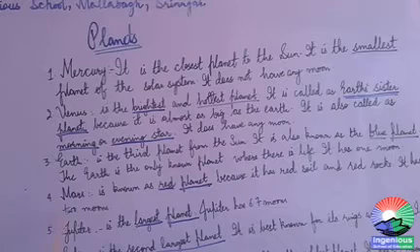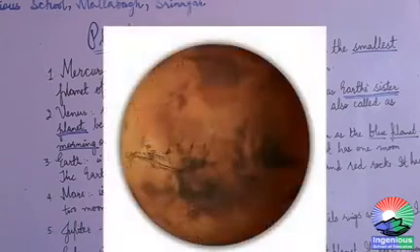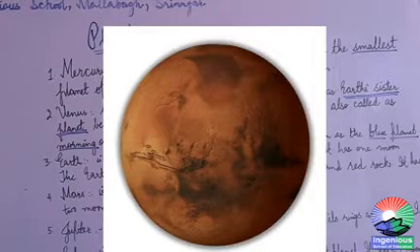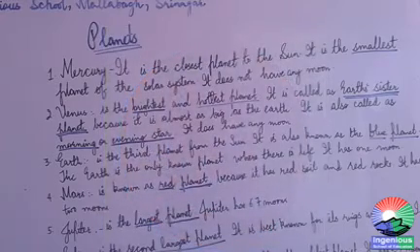Now let's talk about the fourth planet, that is Mars. Mars is the fourth planet from the sun, and it is known as the red planet because it has red soil and red rocks. Are you getting me? Students, Mars has 2 moons.